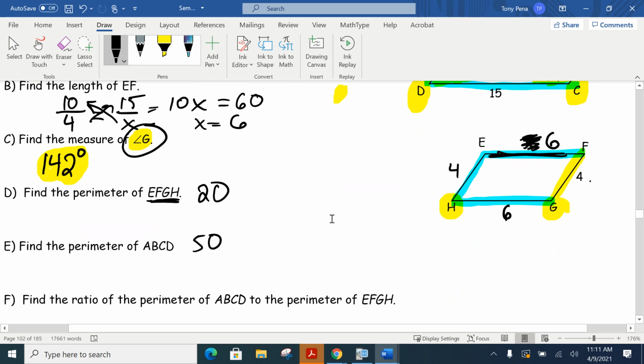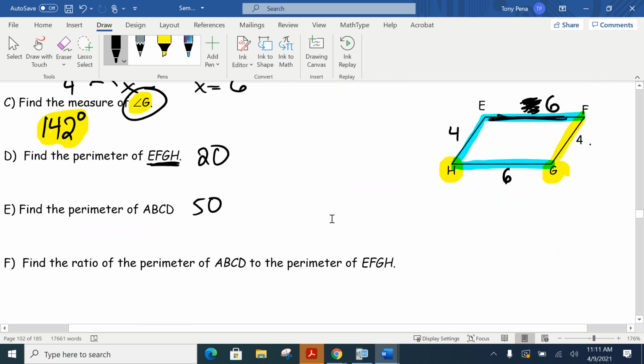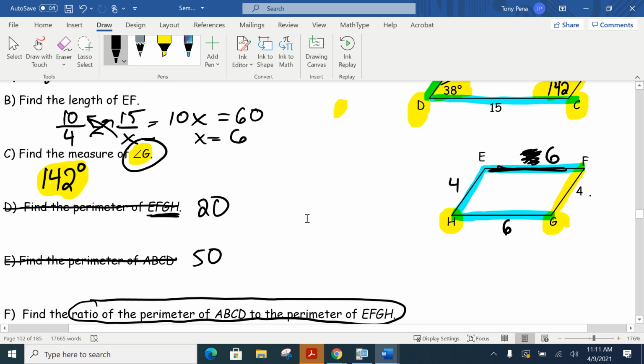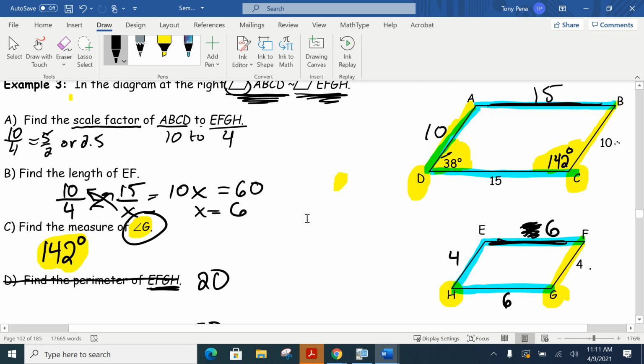Then it asks you this question. We should have been able to answer this question much, much earlier than what we would have had to do here. So let's pretend these aren't even here. Don't cross yours out. But if those weren't there, I should have been able to answer this question much quicker. Because if you remember, doesn't the perimeter have the same ratio as our sides?